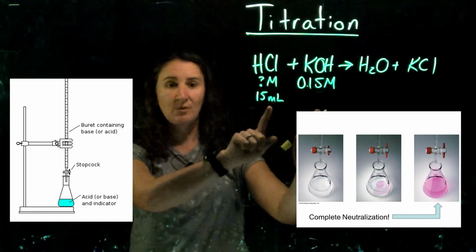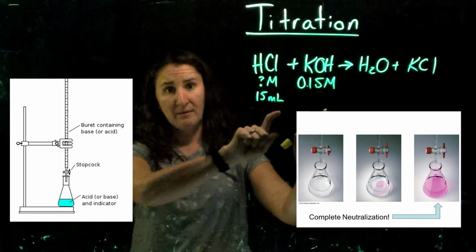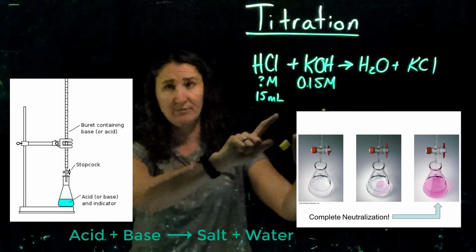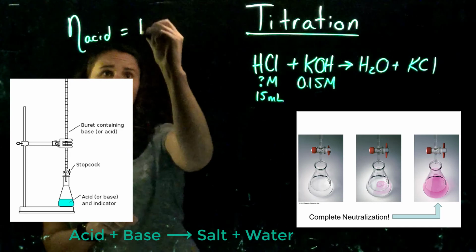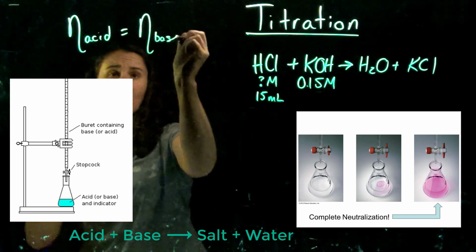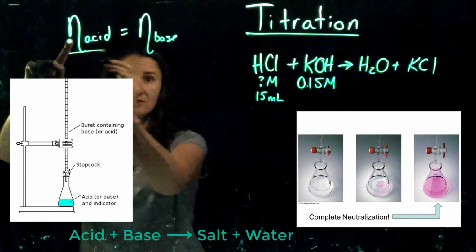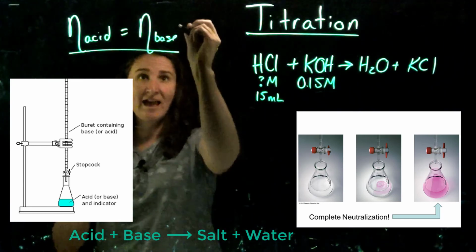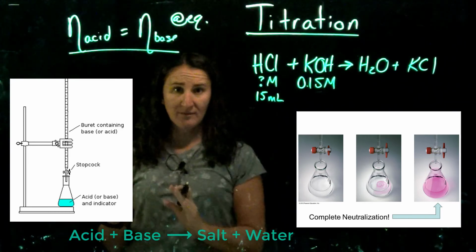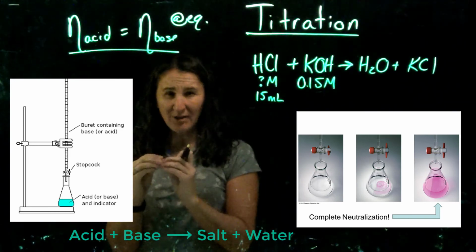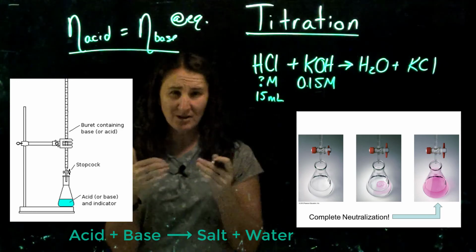Because at the neutralization point, you're assuming that the moles of my acid equals the moles of my base. And that's a huge, huge fundamental principle. I'll write it up here: moles of my acid equals moles of my base, where n is just a symbol for moles. This statement is true, and you'll hear me say it so many times, at equivalence. At my equivalence point, right when that color change happens, your moles of acid and moles of base are equal.